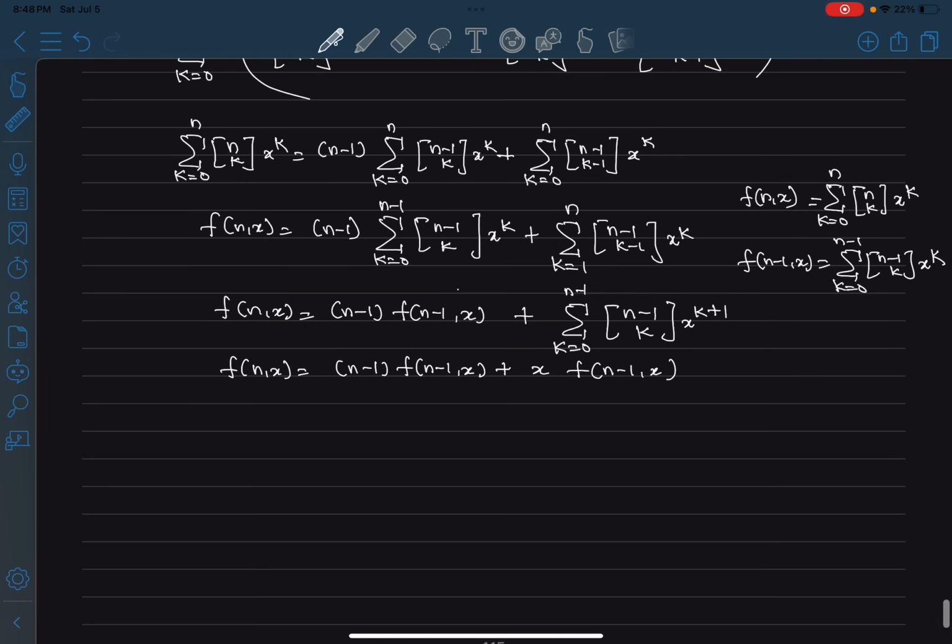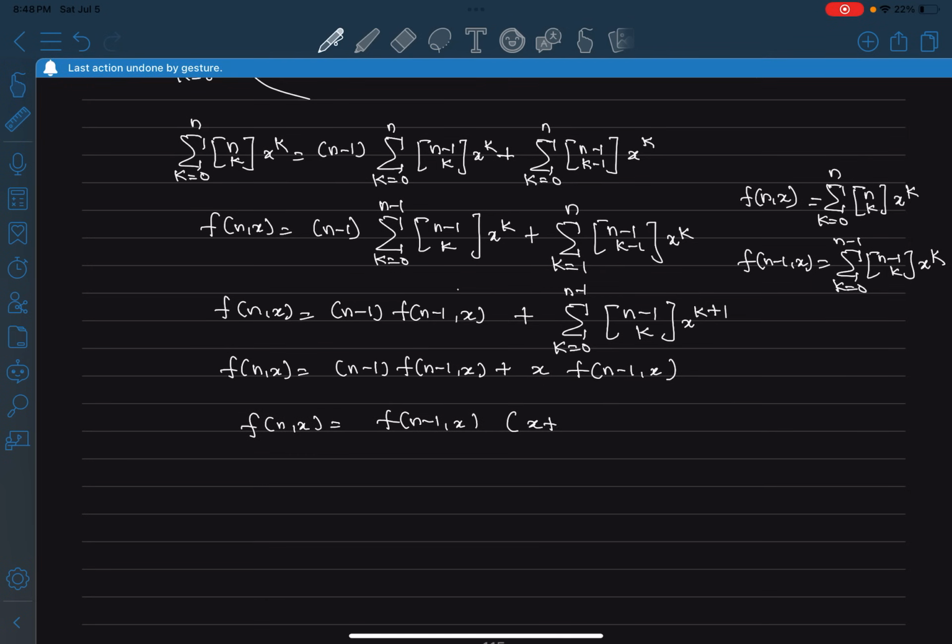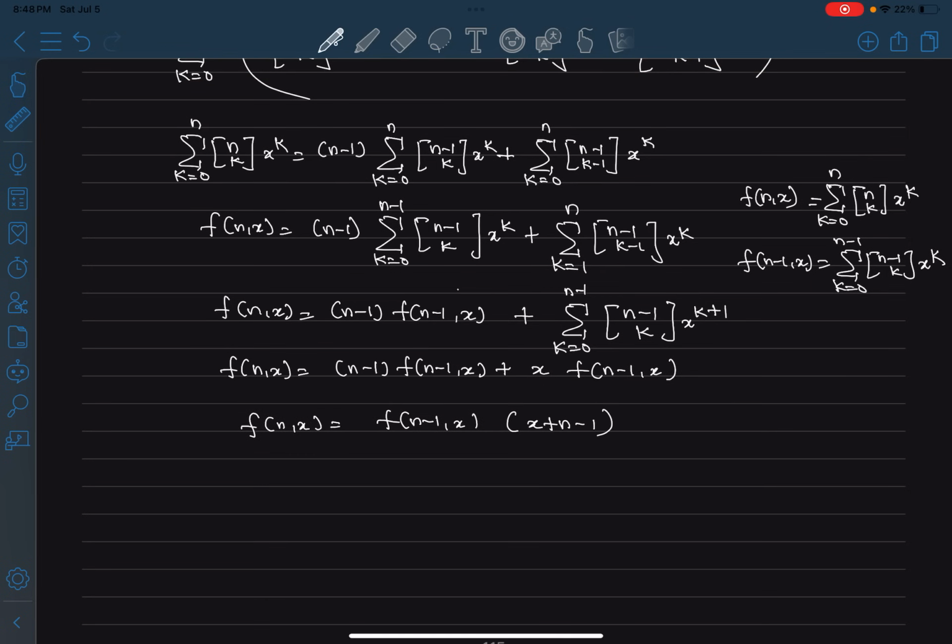So f of n comma x is equal to, if I take f of n minus 1 comma x common, I will have x plus n minus 1, right? Okay, and that's a good recurrence relation.